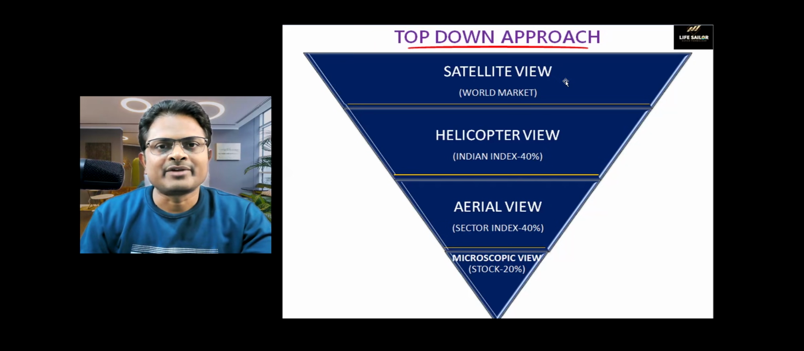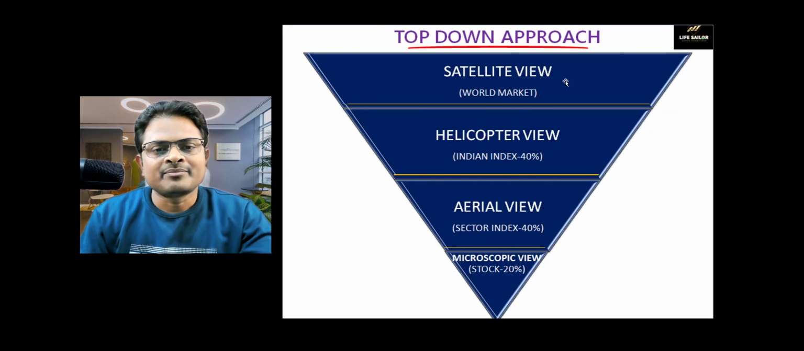First comes the satellite view. That means we are going to see the global markets, what signals they are giving us. The second step in the top-down approach is the helicopter view. Here, we'll try to analyze the major Indian indices like Nifty 50 and Sensex. The third step in the top-down approach is the aerial view, which is the Indian sectoral indices. And the last, fourth step in the top-down approach is the microscopic view. That means we will drill down to individual stocks.